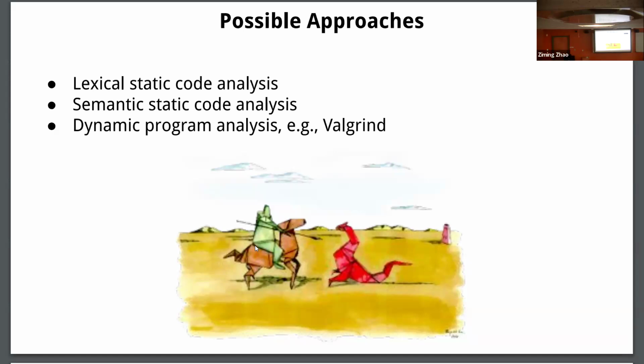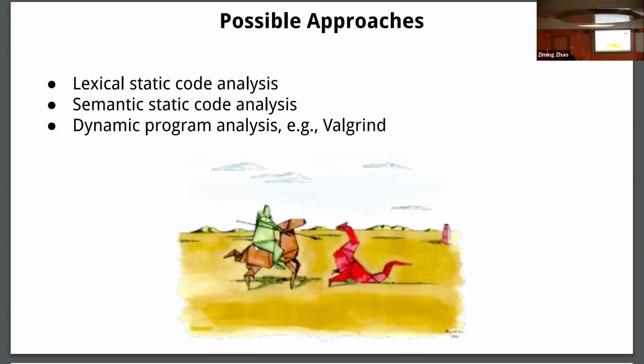So even if you are not using the dangerous library functions that manipulate those raw pointers, you can still write programs yourself to manipulate the raw pointers to do dangerous things. And lexical analysis and semantic analysis may not be able to identify those bugs. So that's why a very promising direction, which we have been using for 20 or 30 years, is dynamic program analysis.